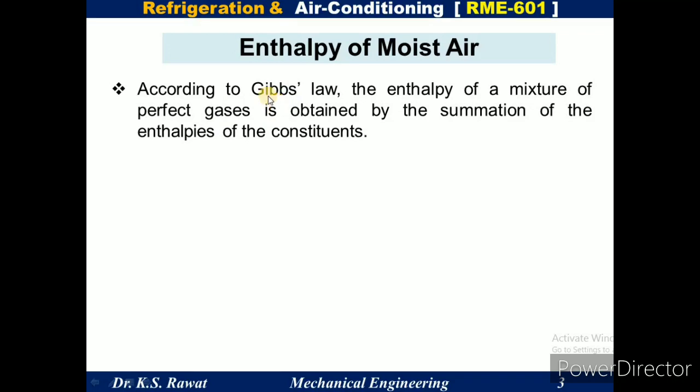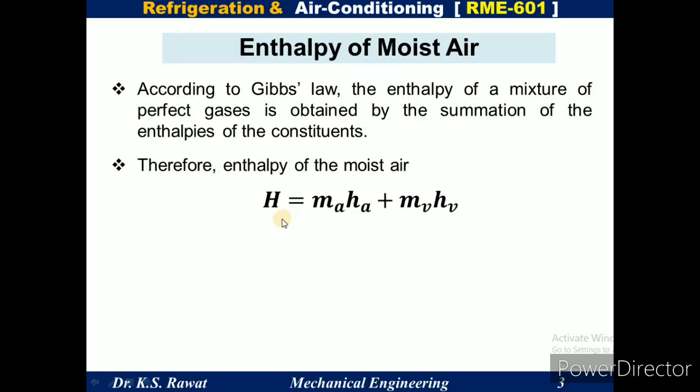and water vapor part. Therefore, the enthalpy of moist air can be written as H = MA HA + MV HV, where H is the total enthalpy of moist air, MA is the mass of dry air, HA is the enthalpy of dry air, MV is the mass of water vapor present in the moist air, and HV is the enthalpy of water vapor. Notice that this is the total enthalpy, and we have to calculate the value of specific enthalpy. The specific enthalpy of moist air is always calculated per unit of dry air instead of moist air, because the mass of water vapor keeps changing in the moist air.